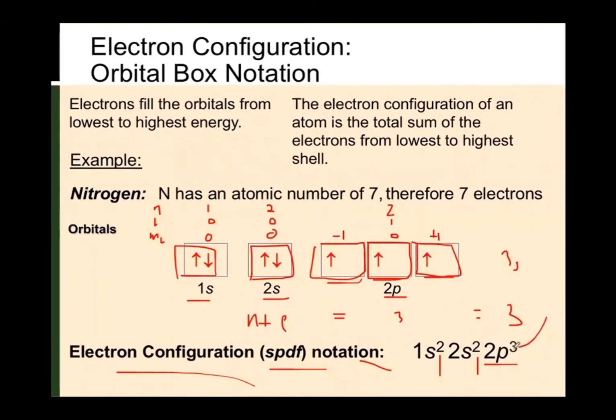So we would know that these are half filled because of Hund's rule. So we have 1s2, 2s2, 2p3 for nitrogen. And if we had a periodic table, we could also do this sort of electron configuration pretty easily.